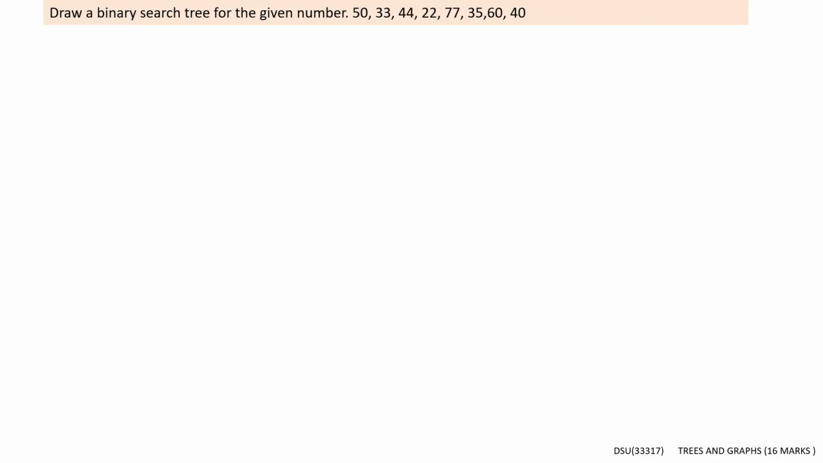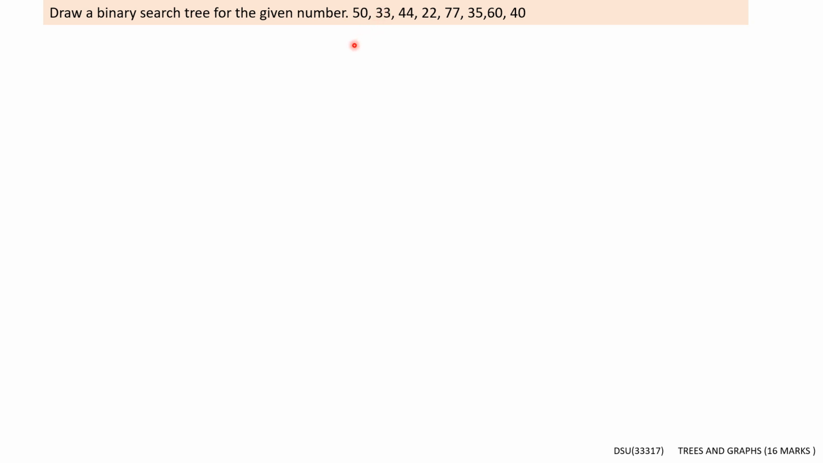Now we will see one example: draw a binary search tree for the given numbers. These are 50, 33, 44, 22, 77, 35, 16, 14. As our algorithm told us, the first node is always the root node. That means 50 is our root node.